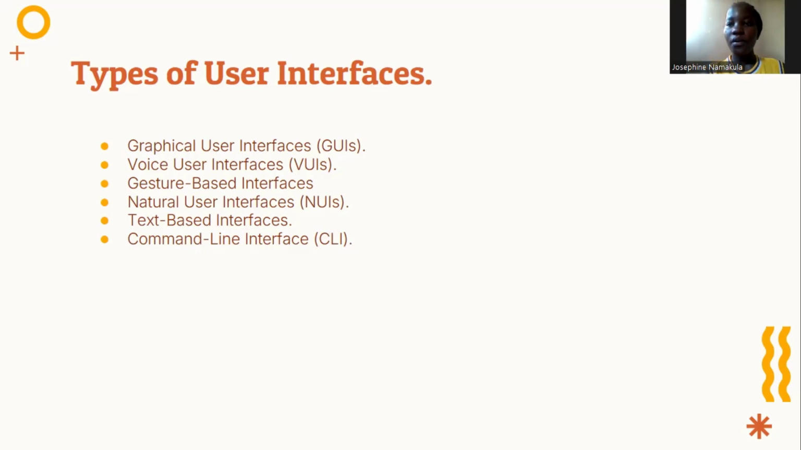this is the type of user interface which uses visual elements such as windows, icons, buttons, and menus, and interaction is primarily through direct manipulation of these graphical elements. So for example here, we can have desktop applications, mobile applications, web applications.